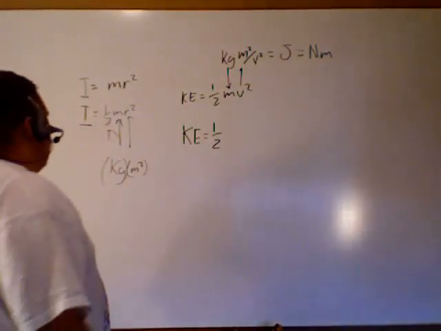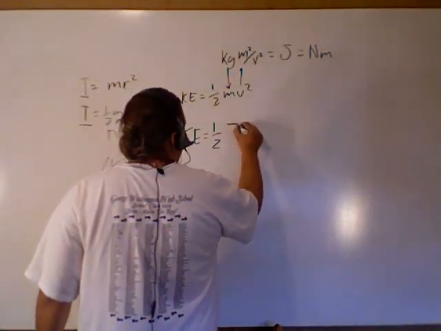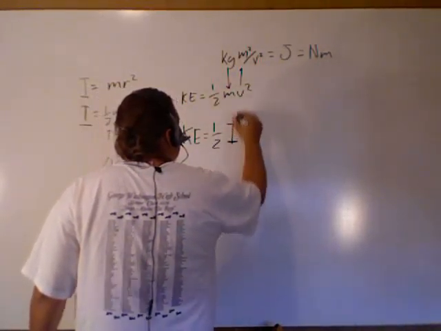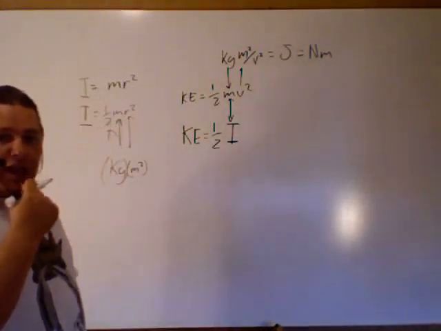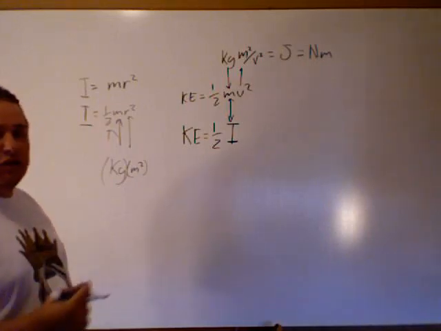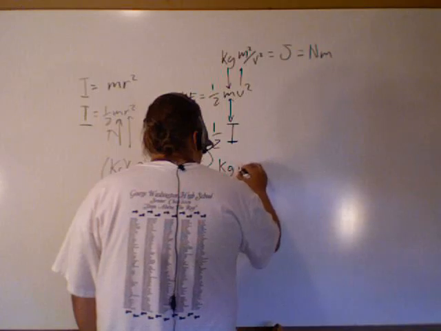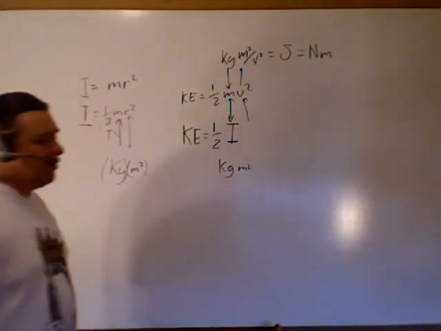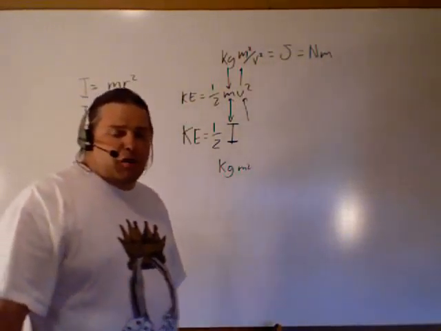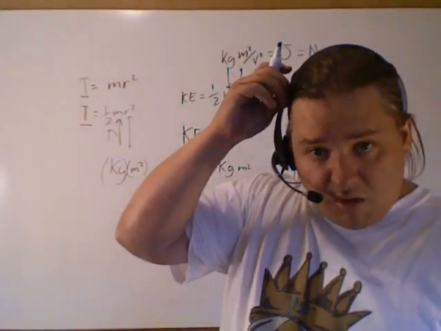So I need rotational inertia to replace m. Okay, but that has the wrong units. That has kilograms meters squared. So this is a kilogram meter squared. Well, fortunately enough, if we look at v squared, which is going to be meters per second, so it's going to be meters squared per second squared.